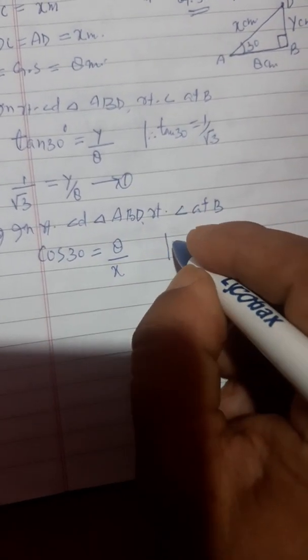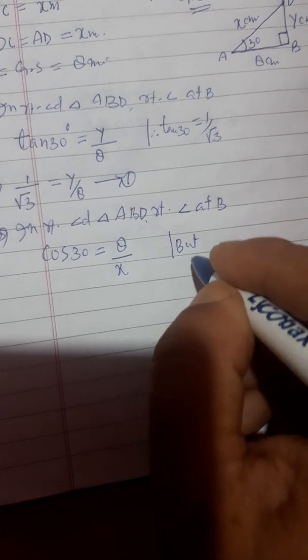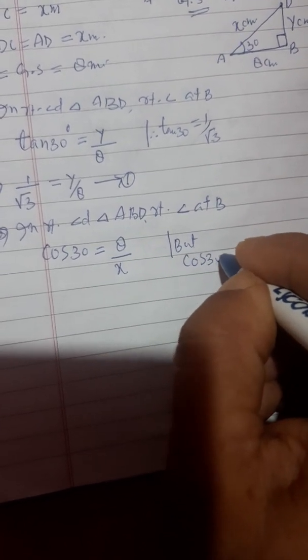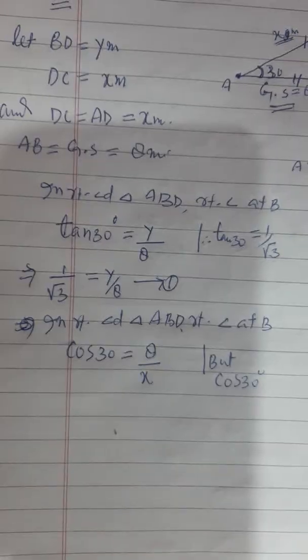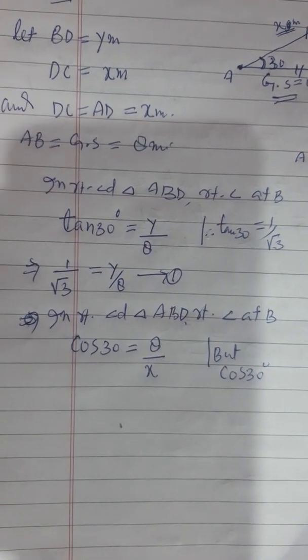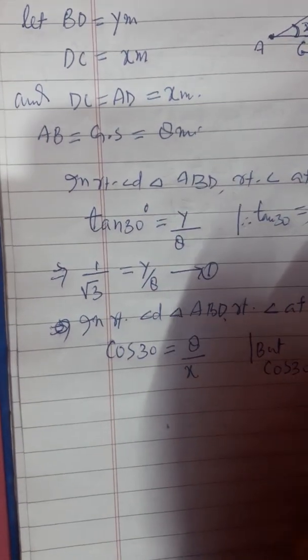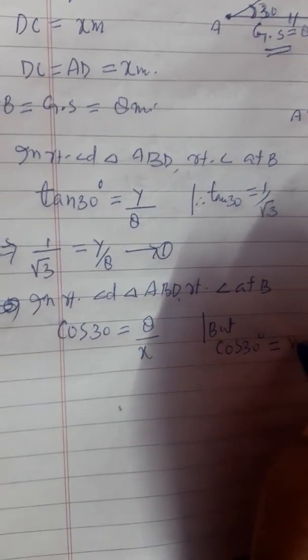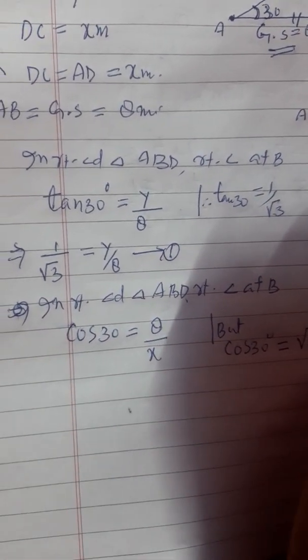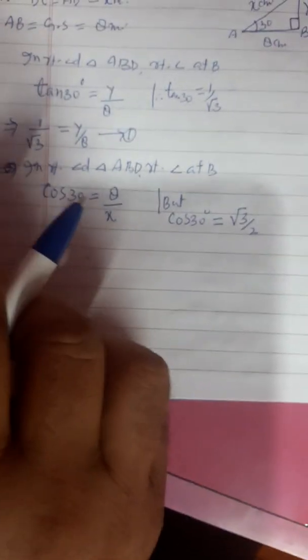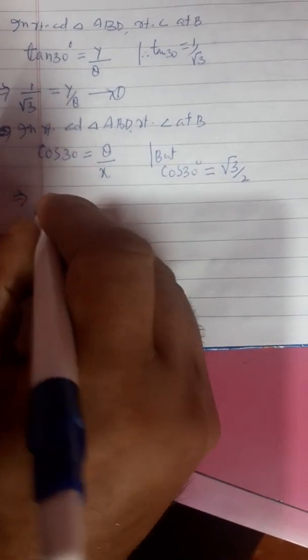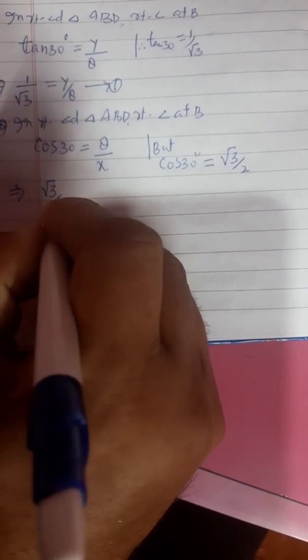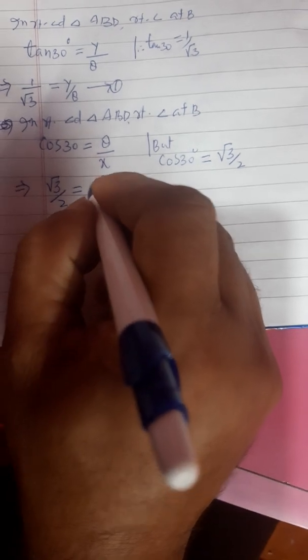But cos of 30 degrees in the trigonometric table is equal to under root 3 by 2. So we will use its value, that is under root 3 by 2. So we will write as under root 3 by 2 is equal to 8 by x.